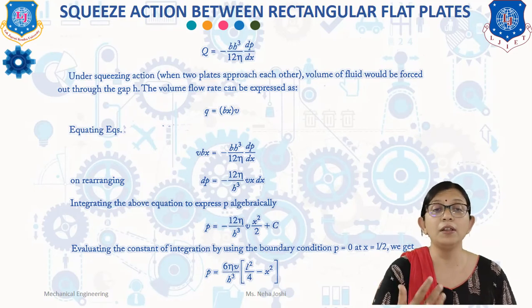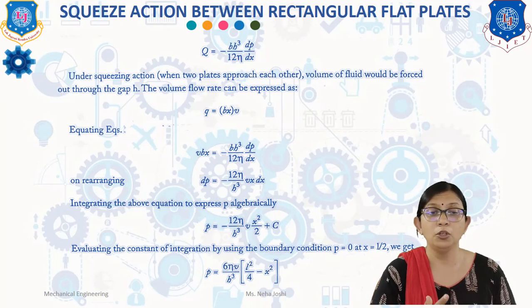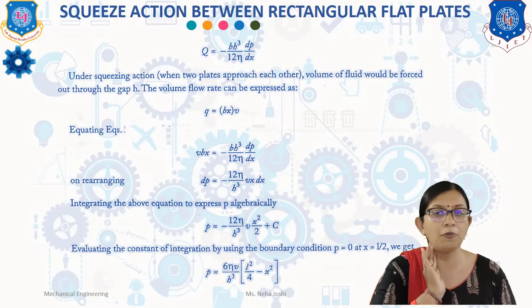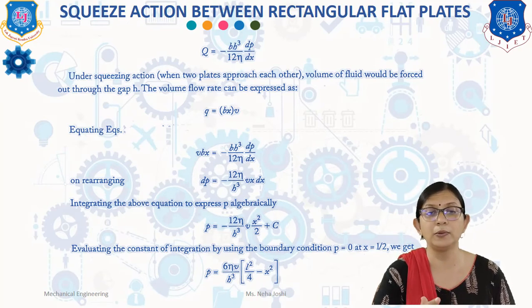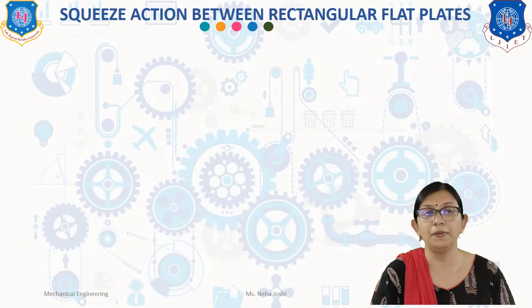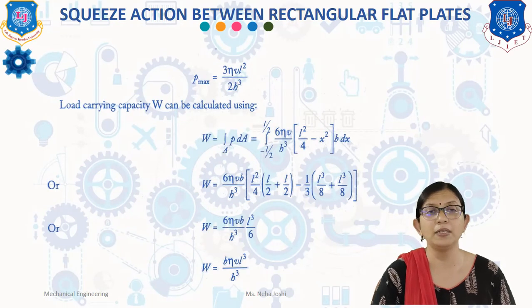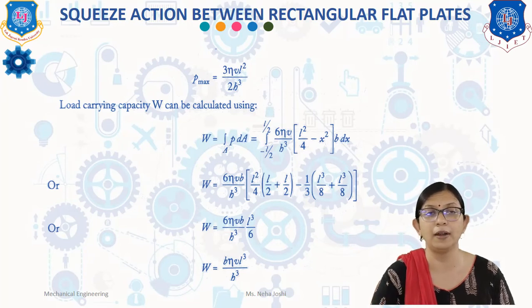Now we will rearrange this equation. So we get dP is equal to minus 12 eta divided by h cube V x into dx. By integrating, rearranging and putting in the boundary condition, we get the final equation P is equal to 6 eta V divided by h cube into (L square by 4 minus x square). Now we get the final equation for P maximum: P maximum is given by the equation 3 eta V L square divided by 2 h cube.